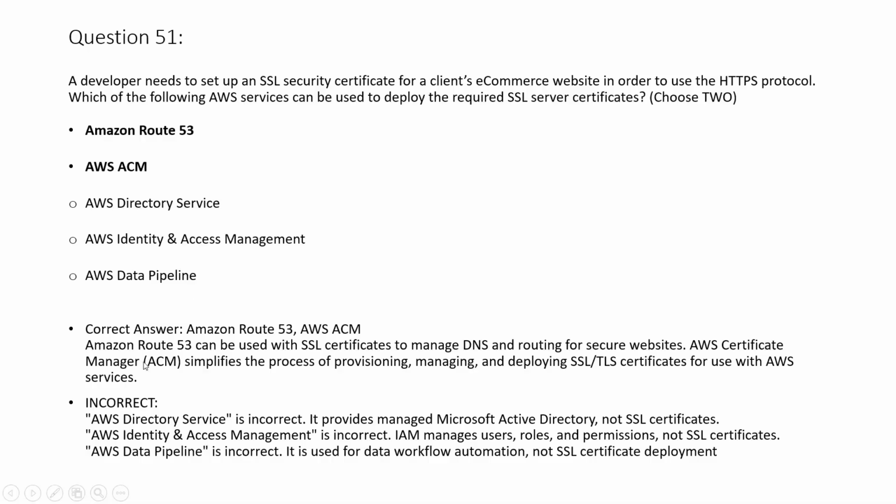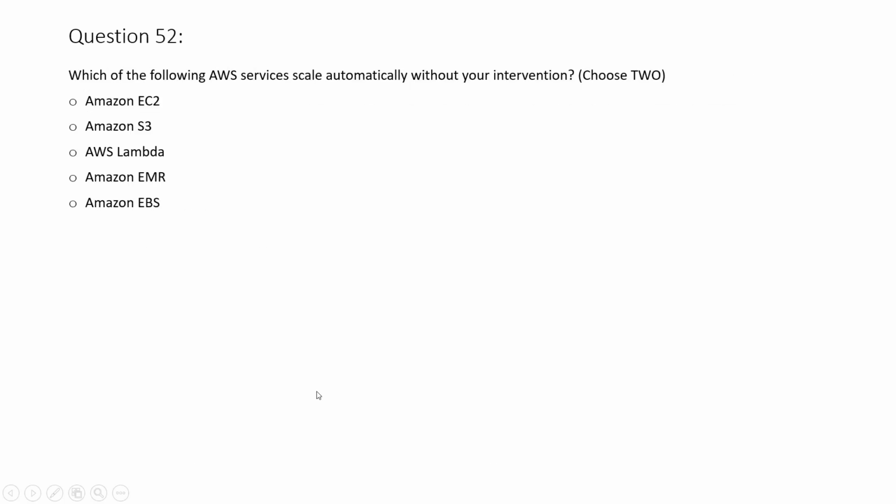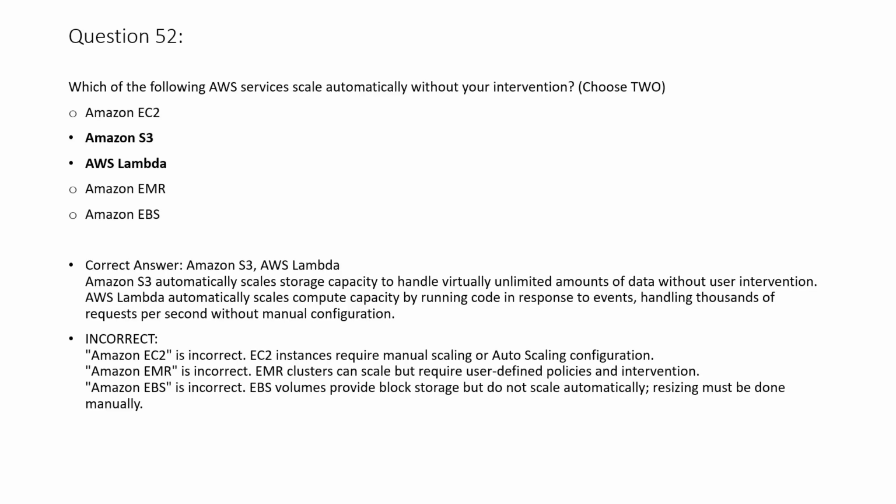Here I have mentioned why it is the correct answer and why the other options are incorrect. You can go through it. Moving on to question number 52. Which of the following AWS services scale automatically without your intervention? You need to choose two options here also. The options are Amazon EC2, Amazon S3, AWS Lambda, Amazon EMR, and Amazon EBS. The correct answers are Amazon S3 and AWS Lambda.